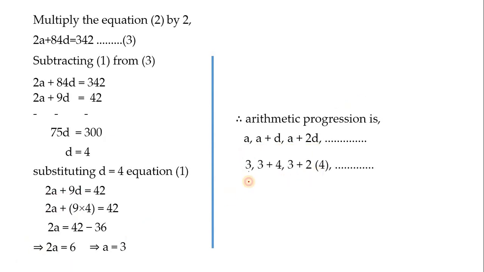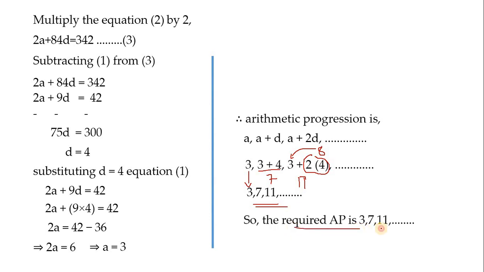Let us solve this. In this place write 3 itself and in this place 3 plus 4 is how much? That is 7. So, first let me multiply here. 2 4s I'll get 8. 8 plus 3, I'll get 11. So, 3, 7, 11. So, the required AP is 3, 7 and 11.